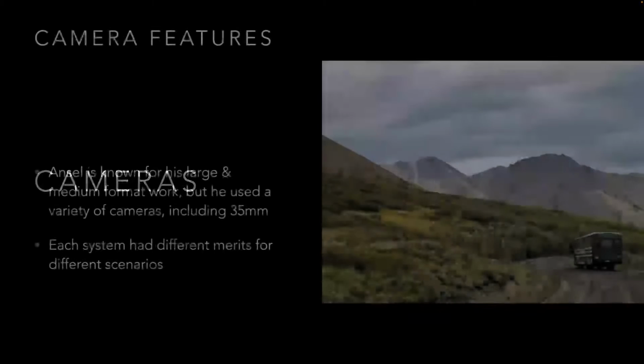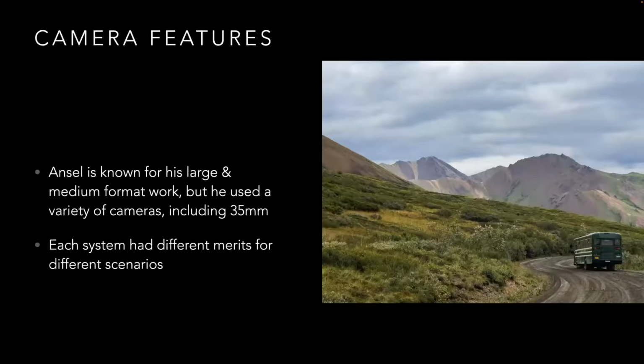Let's start off by talking about the first element, which is the camera. Now, you probably know, when you think of Ansel Adams, you think of that 8x10 view camera, that big, heavy camera on a monster tripod that he lugged around and would even shoot from a platform on top of his station wagon. While he's known for that, he also used a lot of other formats. If you read his book, The Camera, he talks about small formats, which to him was 35 millimeter, medium formats, which was things like 6x6, 645, and then larger formats, 4x5, 8x10. And each system had different merits for different scenarios.